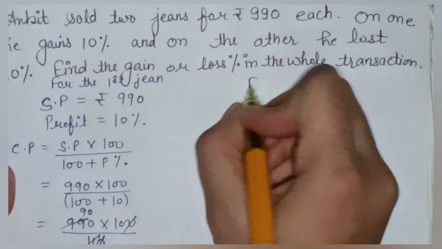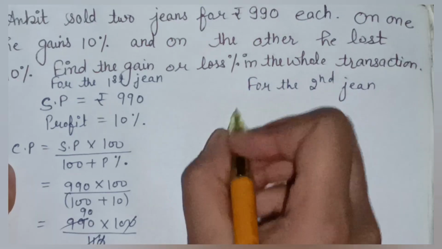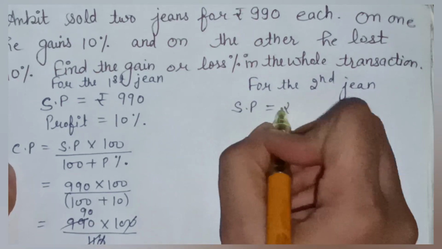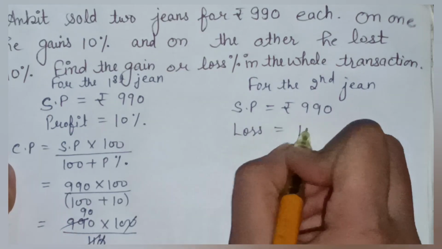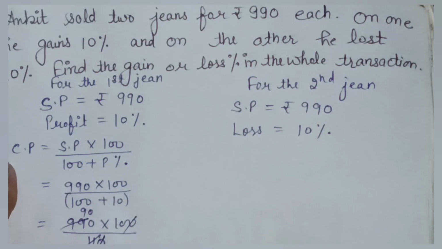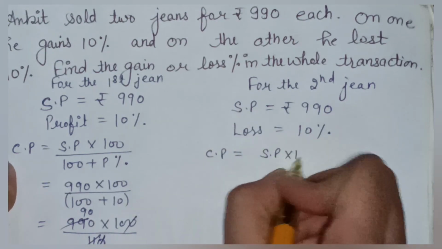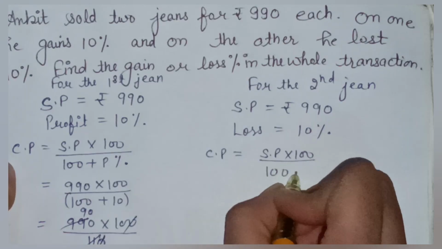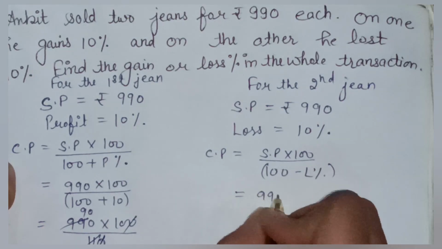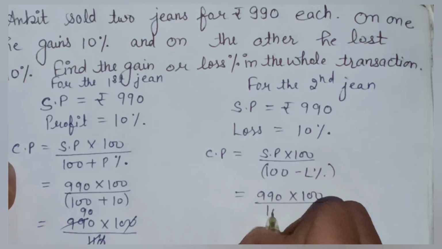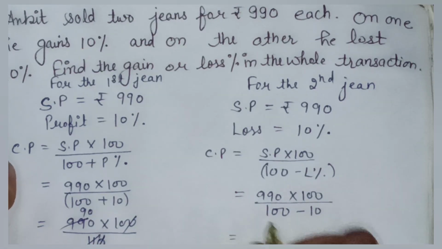Now for the second jean, we have also given SP, selling price, is equal to rupees 990. Then we have loss is equal to 10%. So again we have to apply the formula of CP. CP is equal to SP multiplied by 100 upon 100 minus loss percent. So here SP is equal to 990 multiplied by 100 upon 100 minus loss percent. Here loss percent is equal to 10.